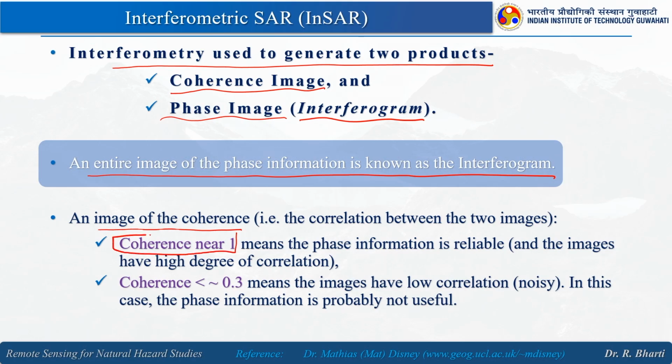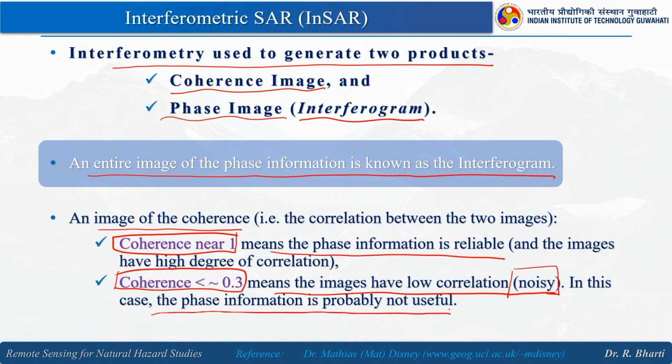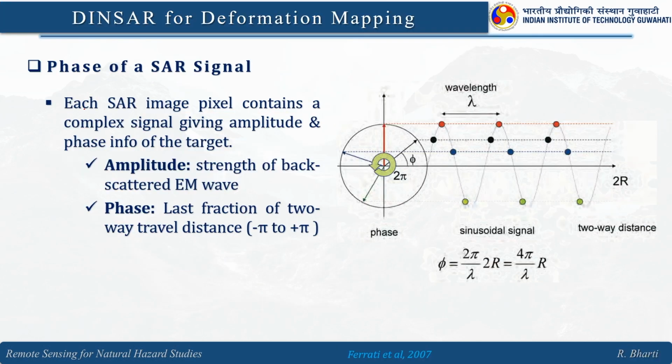So, coherence near 1 means the phase information is reliable. If the coherence value is less than or equal to 0.3, it means the images have low correlation, so we will consider it as noise. In this case, the phase information is not useful. So, when we say phase of a SAR signal, here again we have the same information.